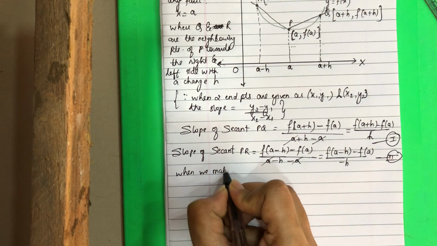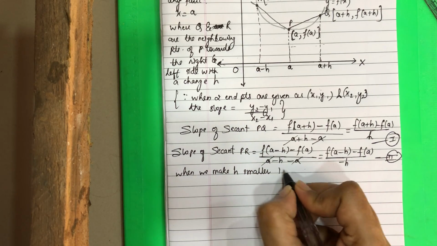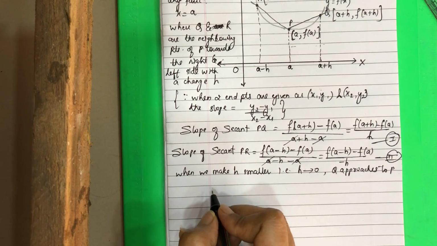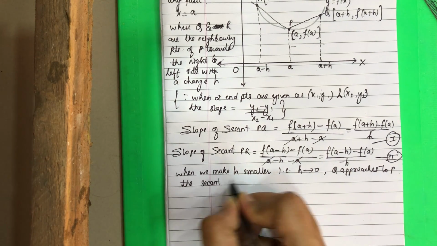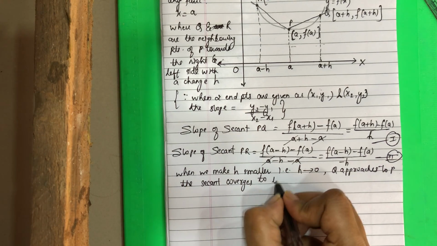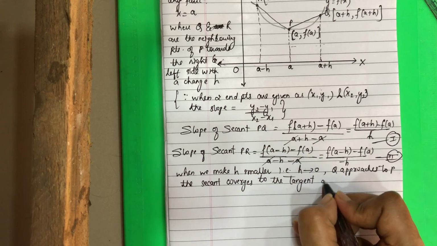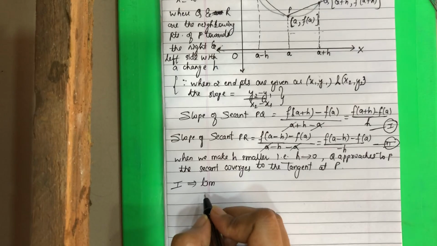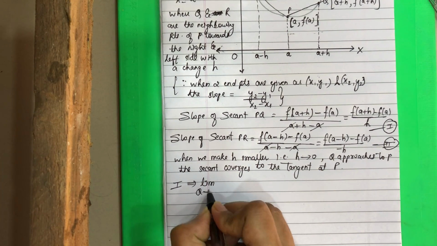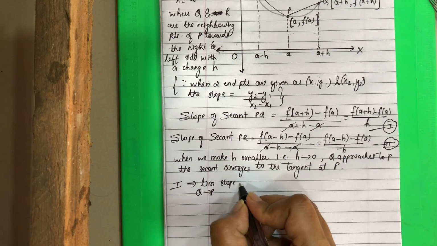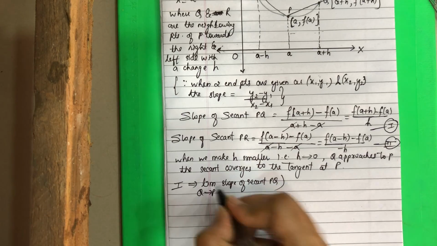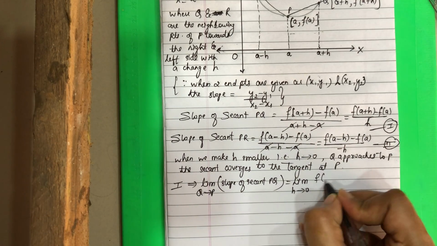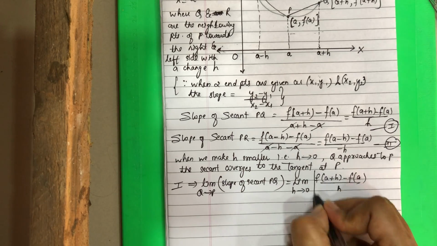When we make h smaller, that is h tends to 0, Q approaches P, the secant converges, or is converted, to the tangent at P. So this first equation will become, take the limit, because this is a limit only when h tends to 0, Q approaches P. Here on the left hand side, as Q approaches P, slope of secant PQ is equal to limit h tends to 0 in the formula f(a+h) minus f(a) upon h.